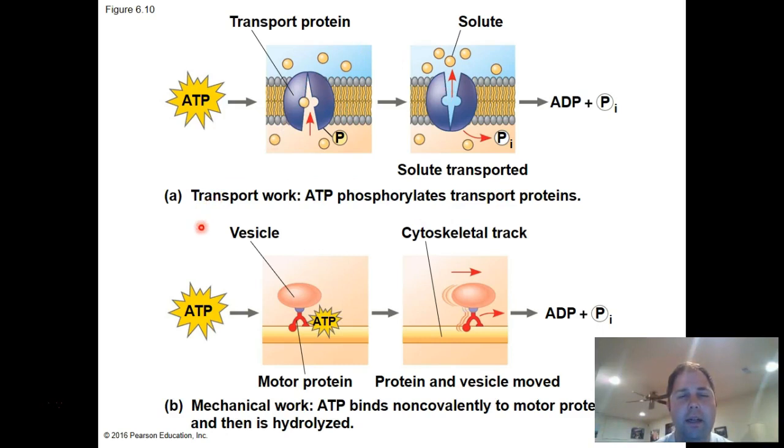Or we talked about how, if we want to do transport, motor proteins like kinesin, we are going to bind an ATP, bind a phosphate. The phosphate is going to change the shape so that one leg moves forward, and then we're going to hydrolyze the ATP to cause the other leg to move forward, and this will cause this guy to walk a vesicle along a filament inside of the cell.